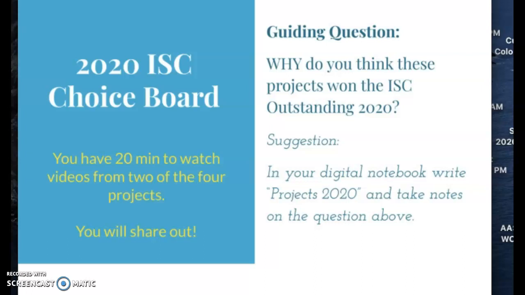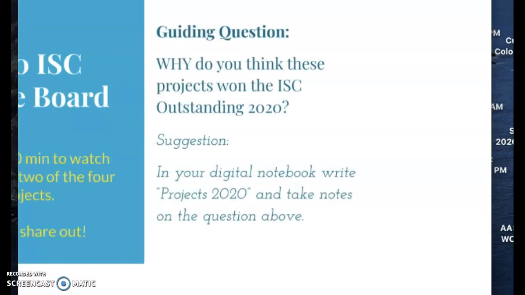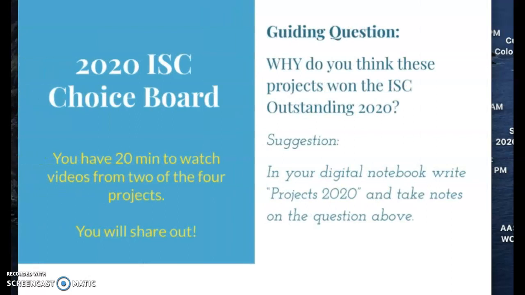Suggestion: in your digital notebook, write down projects 2020 and take notes on this question above: why do you think these projects won the Outstanding? Have them turn cameras off, go for 20 minutes, and explore the choice board. There's not a slide for this, sorry, I forgot to add one. When they come back after those 20 minutes, put them in breakout rooms for 5-6 minutes. What project stood out to you? Why do you think these projects won the Outstanding?